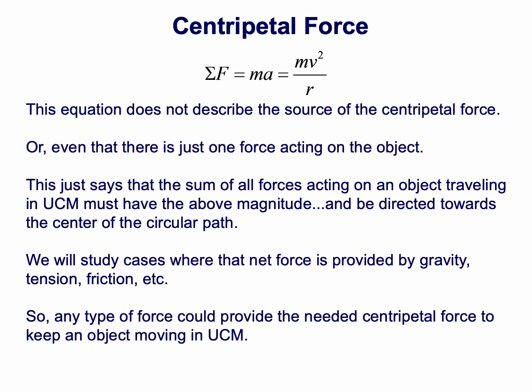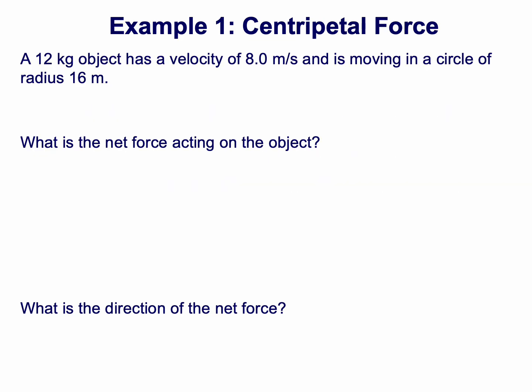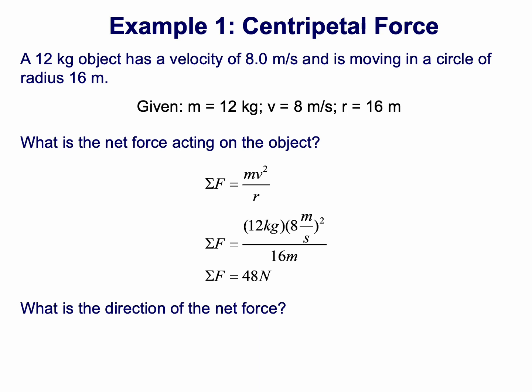So let's run through a couple of examples. I'm going to go through these kind of quick. You can pause the video. Here we have a 12 kilogram object moving at 8 meters per second in a circle with a certain radius. So we know the givens, and the question is asking for the net force on the object. So F equals ma, or F equals mv squared over r. We substitute everything in, and we get a net force of 48 newtons, directed towards the center of the circle. So if it's moving in a circle, the net force is always directed towards the center of the circle.